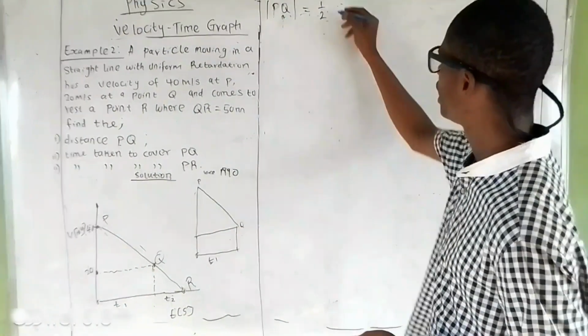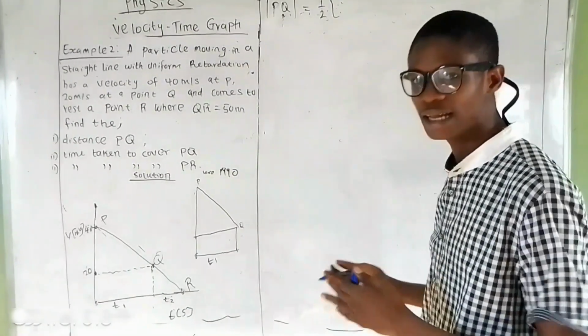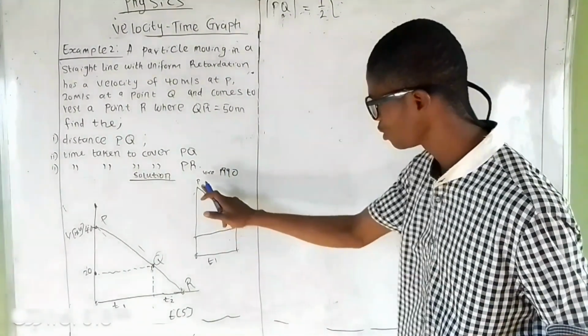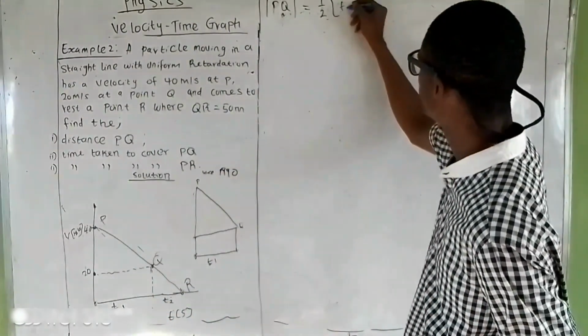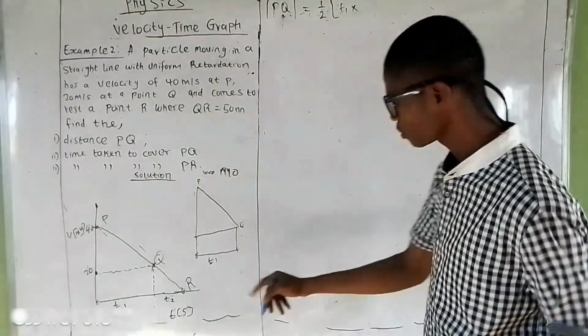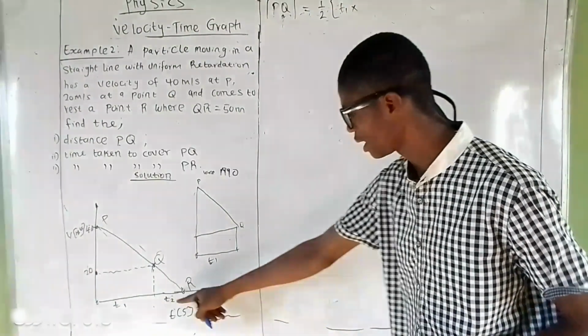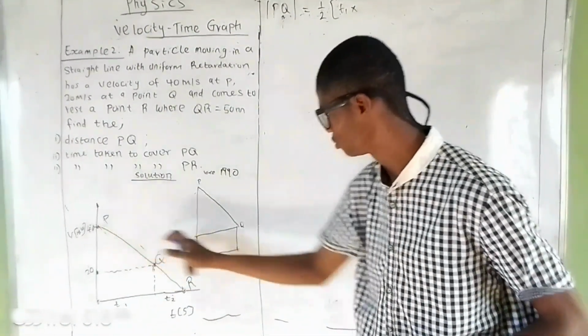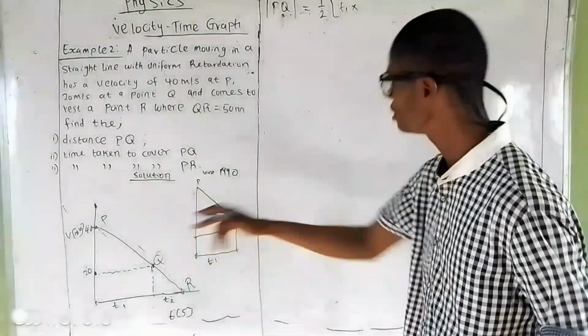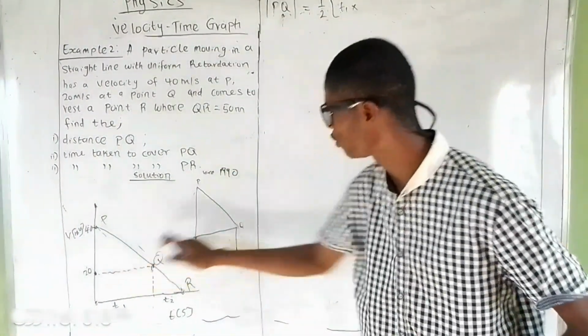So for us to solve the distance between PQ, we'll have the area of the right angle triangle, which is half base times height. Now we're not talking about base and height, we're talking about half the base, the t1. So half t1 times what is our height? Our height is here. Half base times height. Our height is from here to here, which is 40.